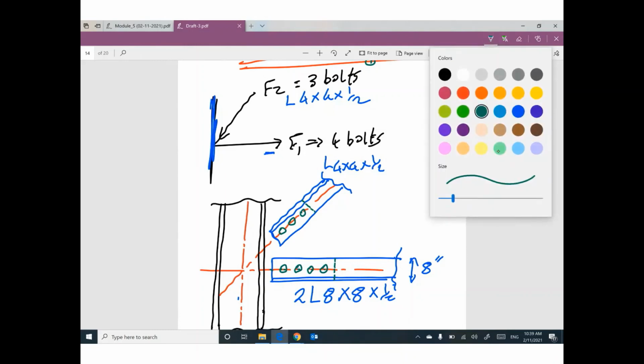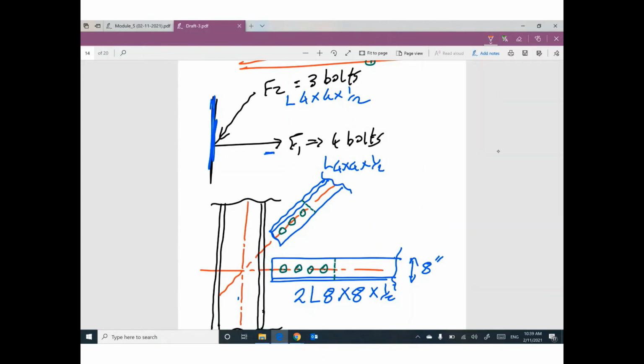Then you can connect between this one and this one like this to figure out the shape of the gusset plate. Does that make sense? Here is the connection, the real life connection between this member and the column.